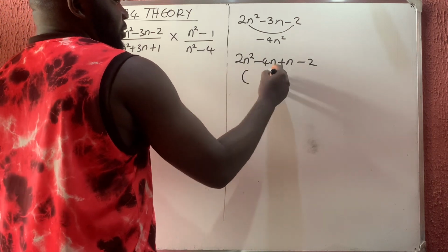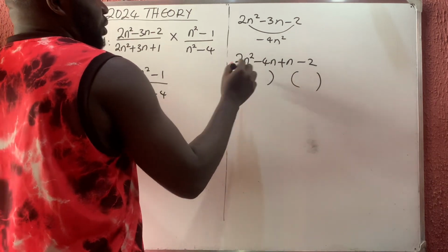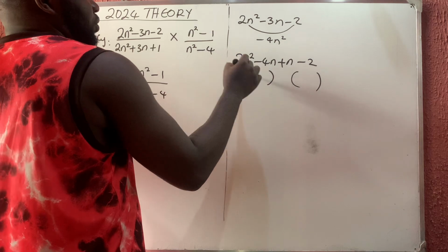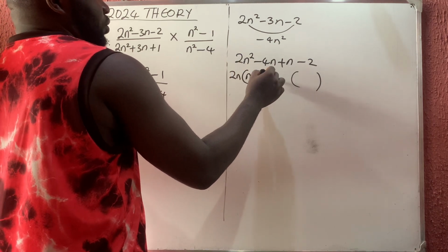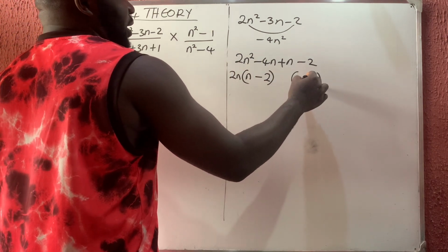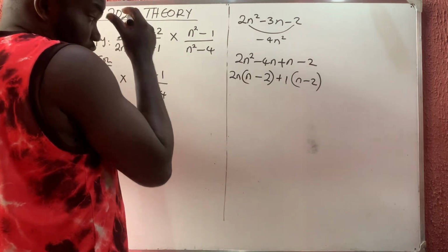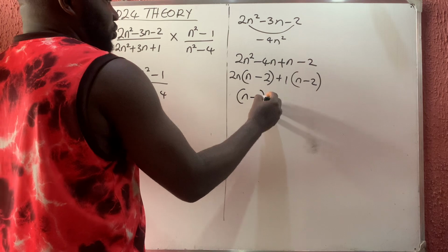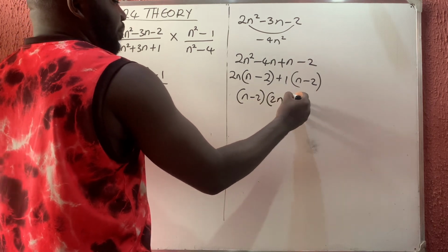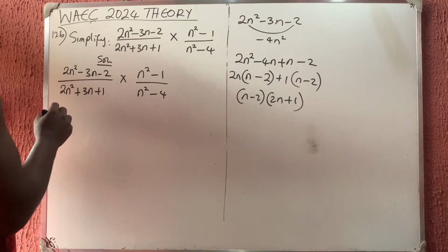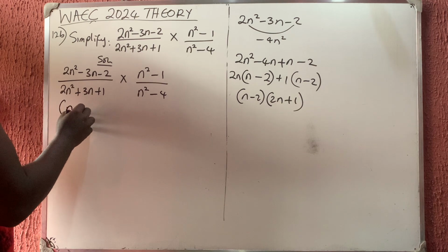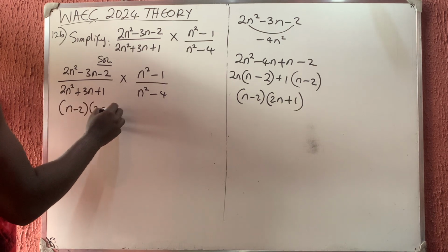So what is common between these two is 2n. 2n into this is n, then into this is 2. The same thing here, n - 2. Minus minus is plus, 2 divided by 2 is 1. So I am left with n - 2 and 2n + 1. So for the numerator, I'm getting (n - 2)(2n + 1).